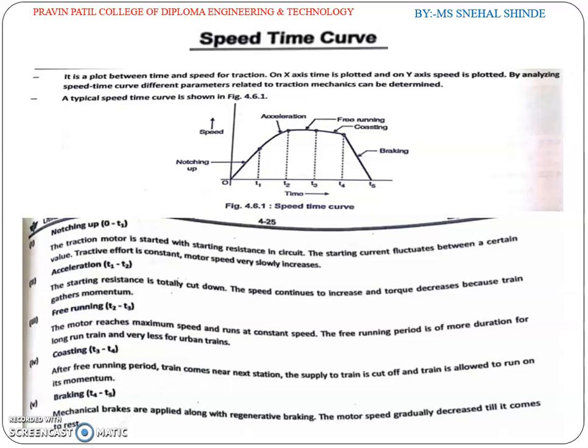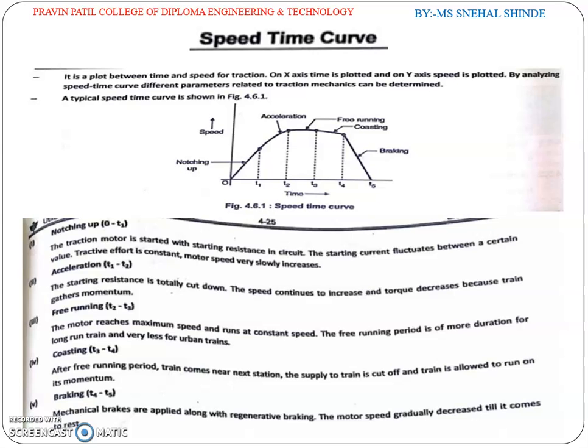Next is the free running period, that is from T2 to T3. The train continues to run at the constant speed reached at point T2, and the motor reaches the maximum speed and runs at a constant speed. The free running period is of more duration for long run trains and very less for urban areas.